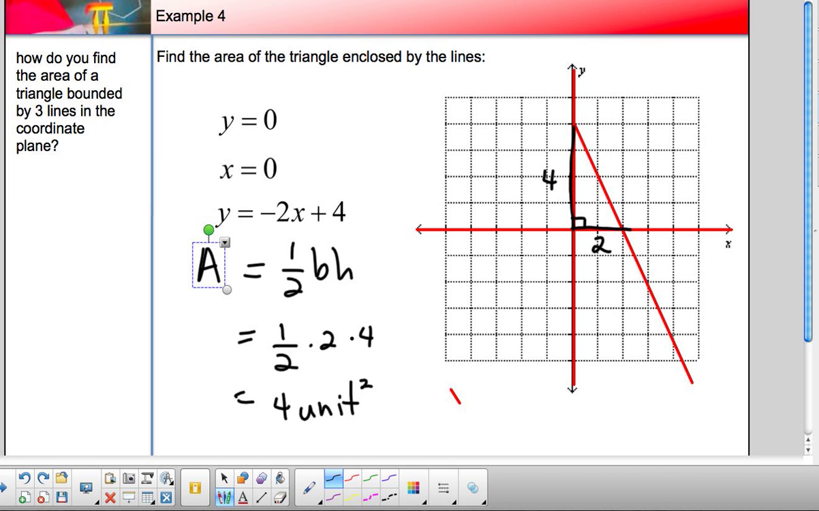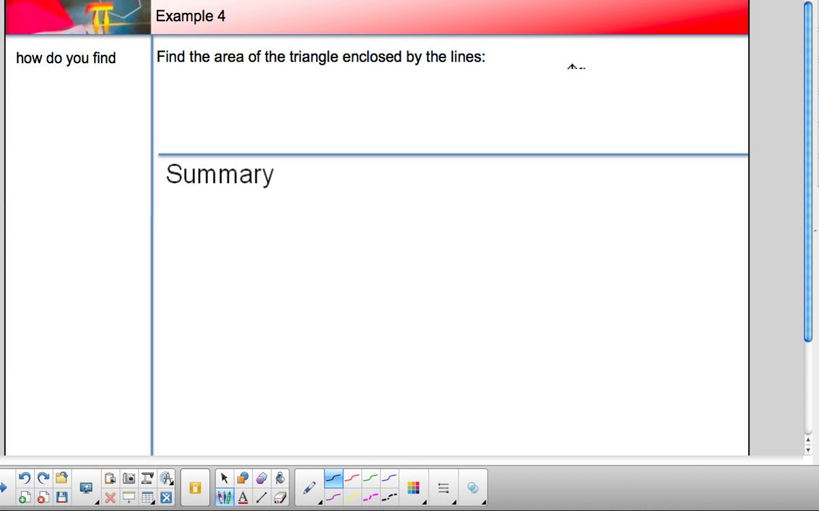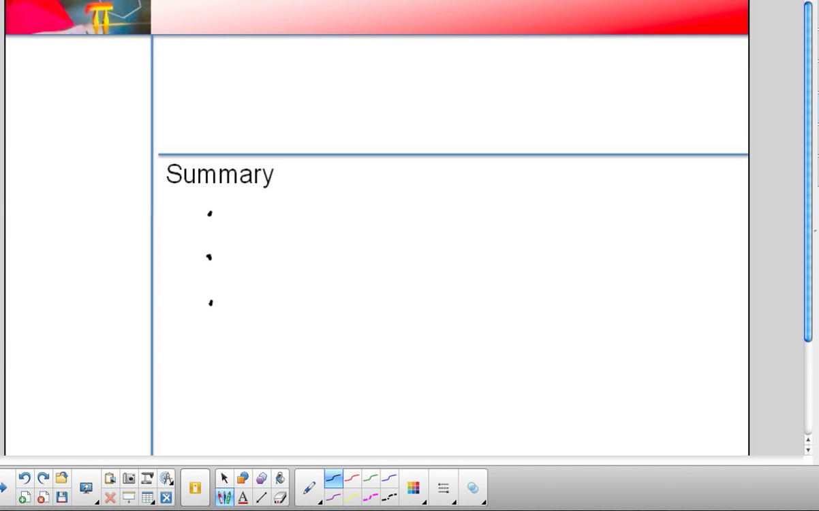Okay? So we'll do some practice finding area with graphing as well in class. I want you to go ahead and write your summary, get your area formulas in there and a couple other important points, and we'll do some practice on this in class.